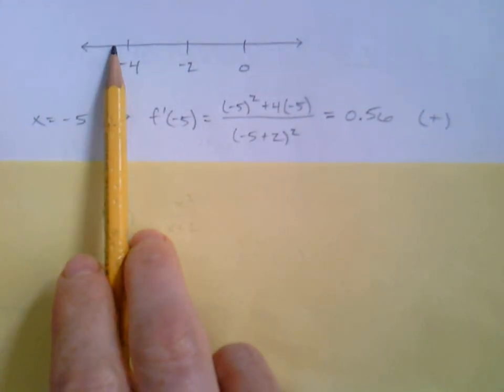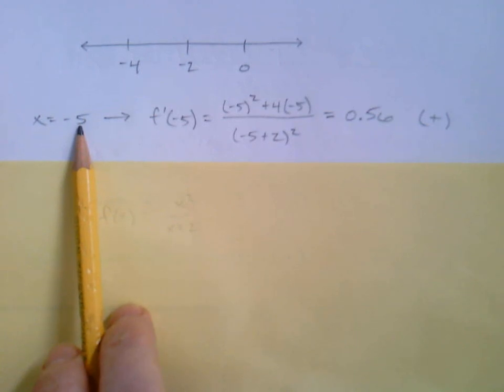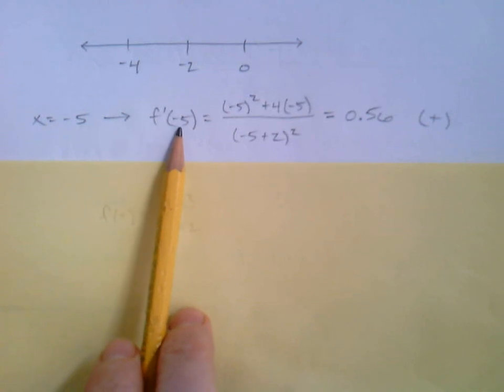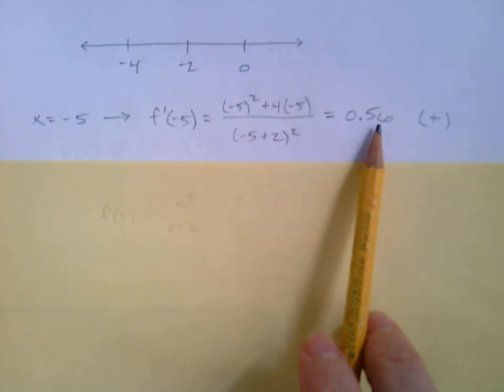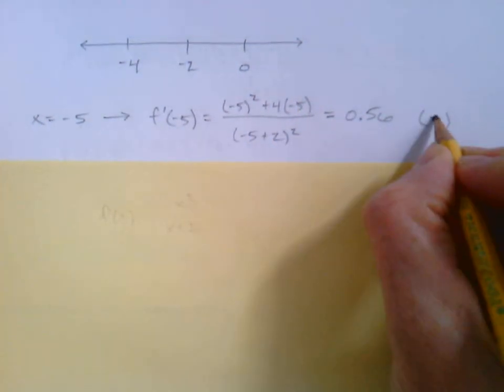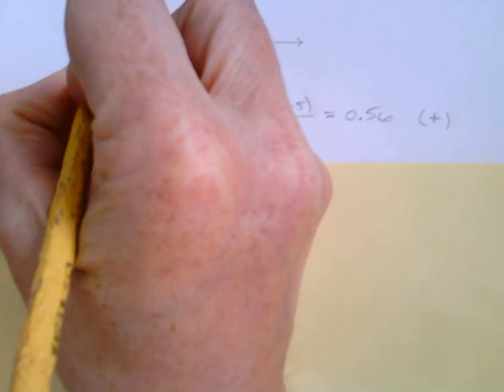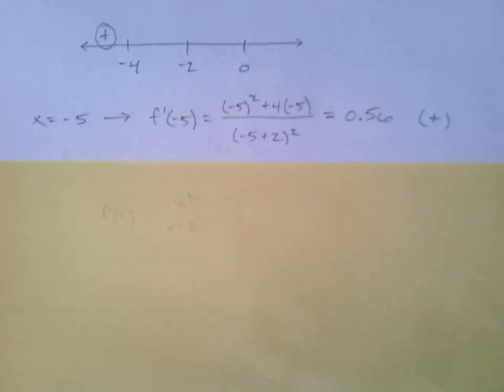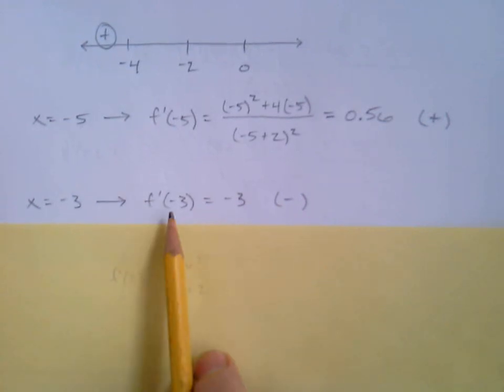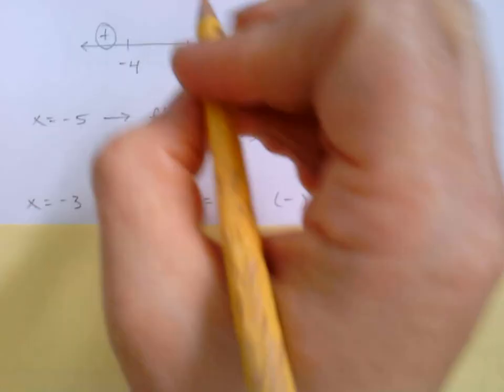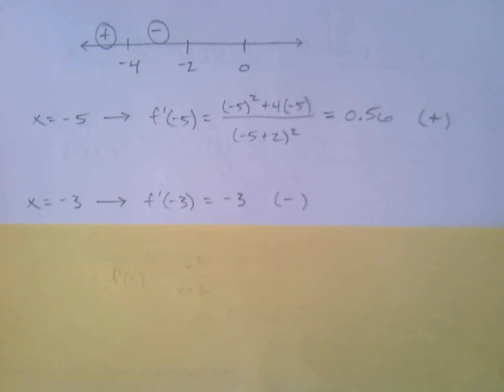So for my first interval, I'm going to pick -5. Hey, you could pick -6 or -10 or -100. Doesn't matter, anything less than -4, plug it into your derivative. And you see me doing that here. I got 0.56. Of course, I don't care what the number is, just the fact that it turned out to be positive. So I'm going to put a nice plus sign there. Then moving on to the next interval, I'm going to pick -3 right there in the middle. Put that in the derivative, and I got a negative result. So I'm going to put a negative sign there.